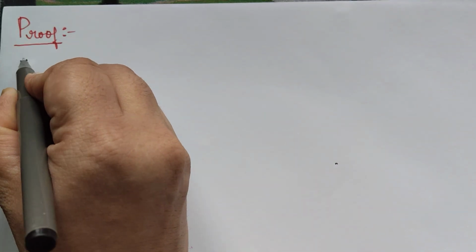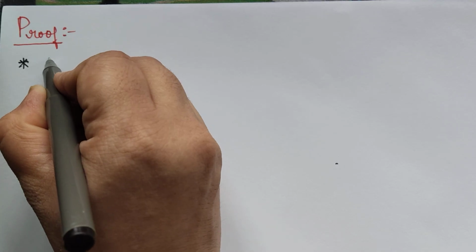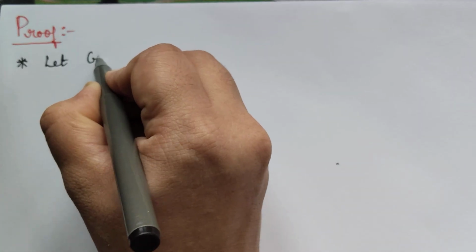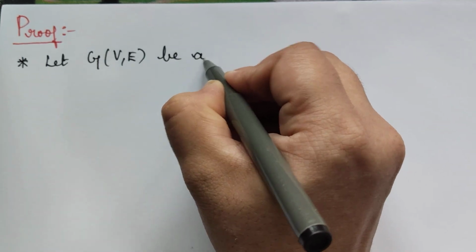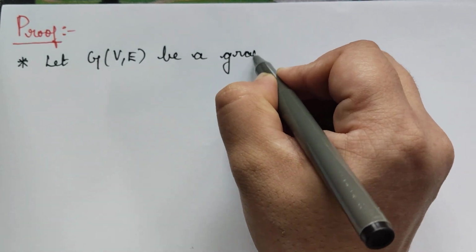First, we shall always remember we have to consider the graph. So let G(V, E) be a graph. So the first step is we have to consider a graph.